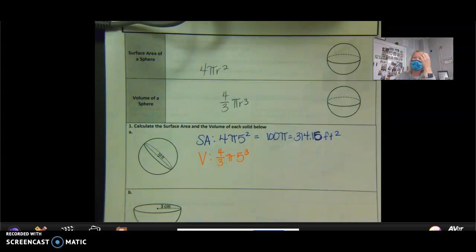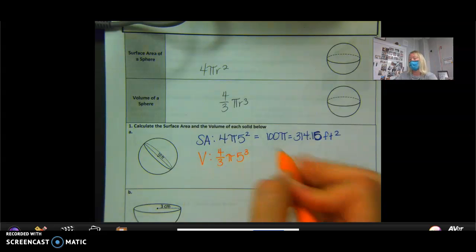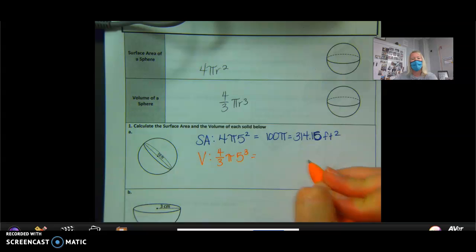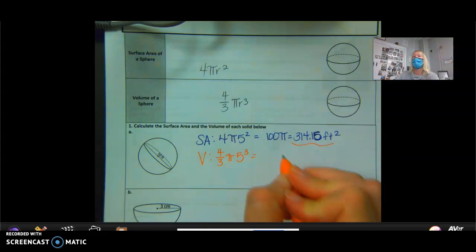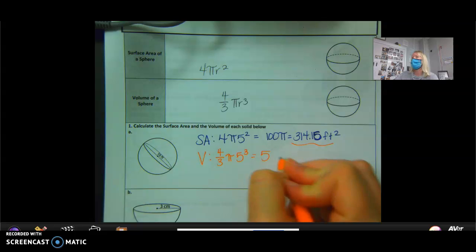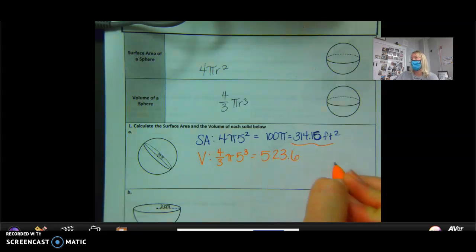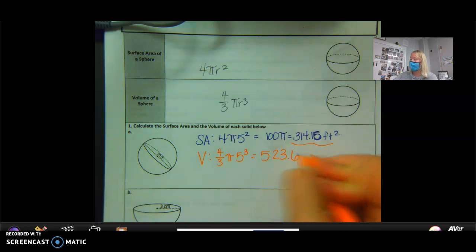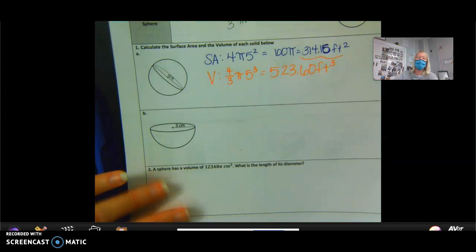And then volume would be 4/3 pi 5 cubed. So that's like 5 times 5 times 5. So that's 125 times 4 divided by 3, then times pi. When you do that, what do you guys get for your final answer? 523.6. Is there a number after the 6 or not? Oh, okay. And that would be feet what? Cubed. Good job.